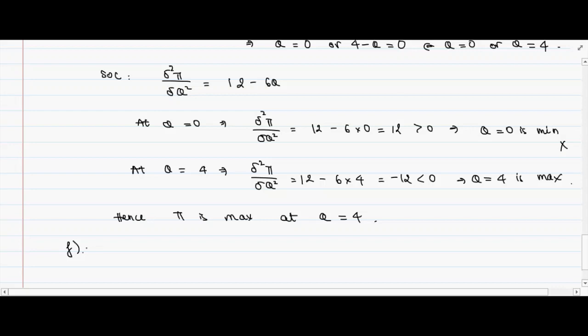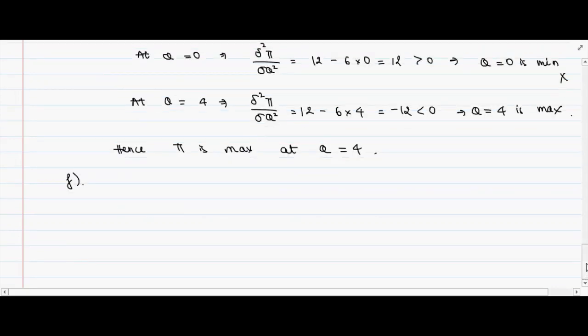Okay, so part F is asking you to confirm that the profit function has a minimum at Q equal to 0. Now we already found that earlier. As shown in the previous part, the profit is minimized at the point Q equal to 0, which is here. We already showed that. And there is a point of inflection at Q equal to 2.